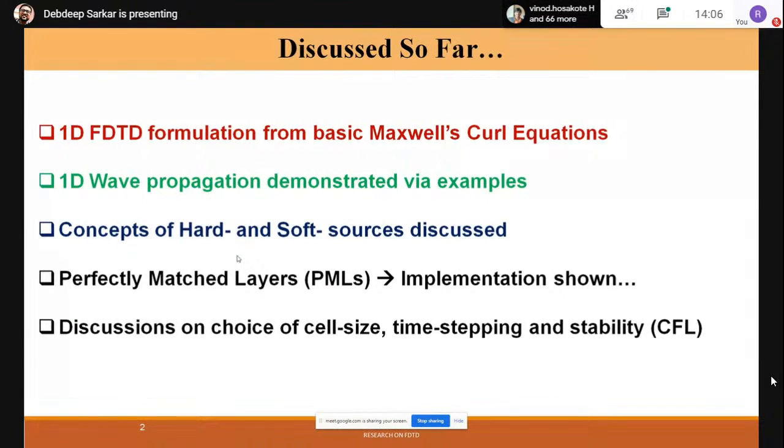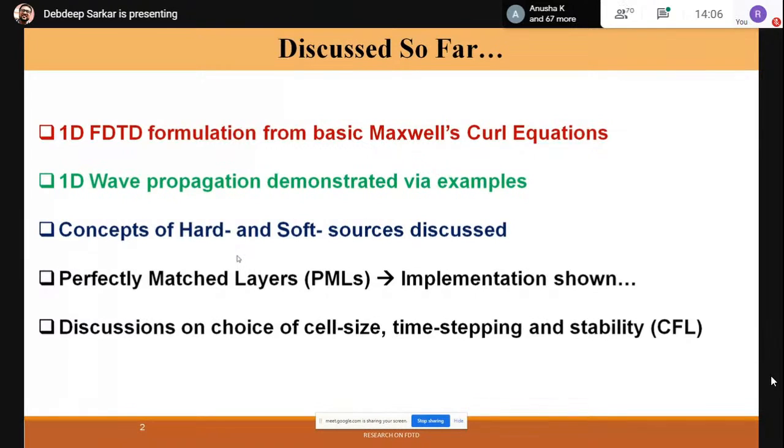But whenever we are limiting the cell size, or we want to keep it very small, at the same time our time stepping is also linked via this stability criteria. I discussed this CFL. In short, I will not repeat the three names, but the CFL criteria, that we actually had this stability issue. So essentially, what I discussed yesterday was mostly concentrated around this 1D FDTD formulation.